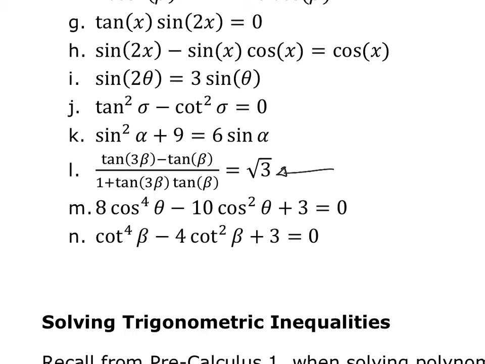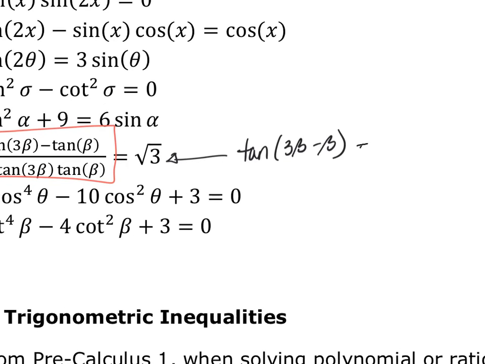On the left-hand side, this part right here is equal to the tangent of 3 beta minus beta. That whole left side gets combined into 3 beta minus beta. It equals the square root of 3. So what I really have is the tangent of 2 beta is equal to the square root of 3. Now remember, tangent has a period of pi, so all I have to do is find one angle that's true because the other one will be a period of pi away from it. Where is the tangent equal to square root of 3?